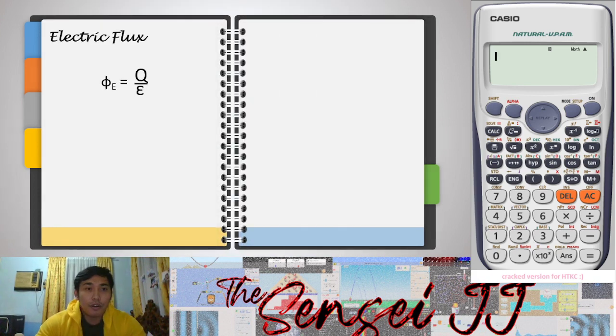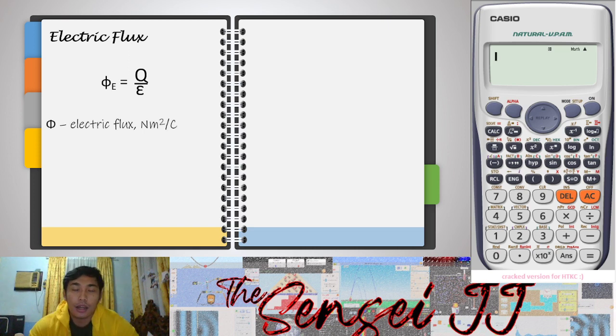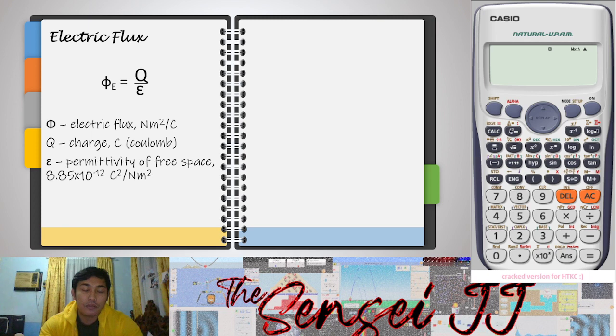So, we have here a formula which is phi E is equal to Q all over epsilon. Here is our phi, electrical flux, with unit of Nm squared per coulomb. And the charge Q is in coulomb, and we have the permittivity of free space, which is 8.85 times 10 raised to negative 12 C squared all over Nm squared.